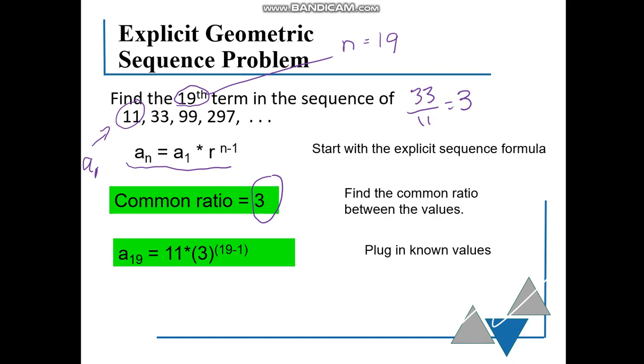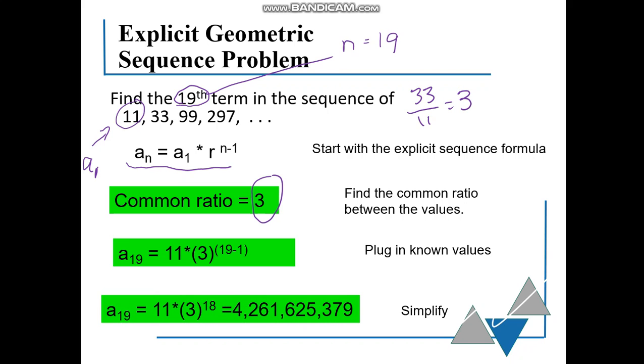Now, the next step, it says to simplify. Let's talk about how to put this in the calculator. 19 minus 1 is 18. Hopefully we can all do that in our heads. Then the next thing to do is, we do exponents next, right? Parentheses first, so that's this, and then the exponents. To put that in the calculator, we do 3 and a caret and 18 and hit enter. And then after we have that answer, we're going to do the times 11.